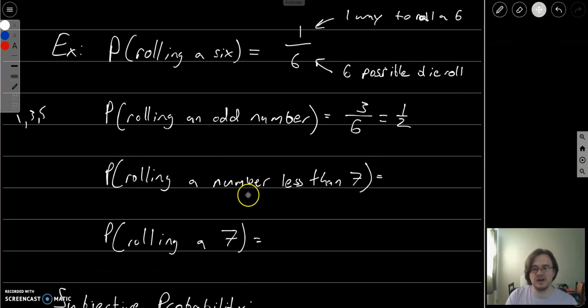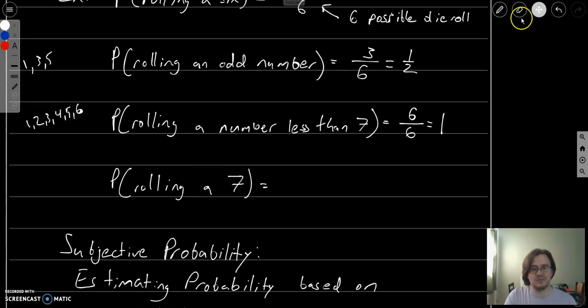Next up, the probability of rolling a number less than 7. Again, there are 6 total dice rolls that we could possibly have. And how many of them are less than 7? Well, we could roll a 1, a 2, a 3, a 4, a 5, or a 6. So any of the 6 dice rolls are going to be less than 7. So the probability of rolling a number less than 7 is going to be 6 out of 6, which is just 1. Meaning that we will always roll a number less than 7. This is what probability 1 means.